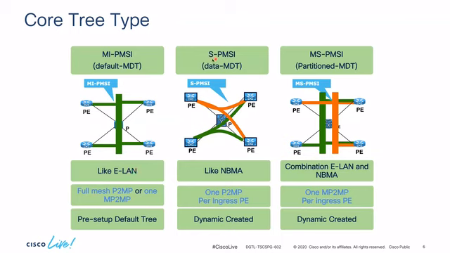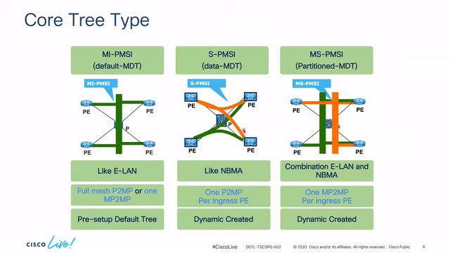The second one is the S-PMSI, the selective PMSI, and it is not multidirectional. The data MDT is a typical one for this kind of core tree. And this core tree is dynamically created. Only when the PE has an interested receiver will it join this core tree.